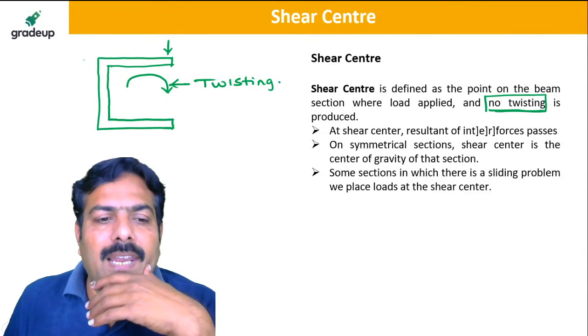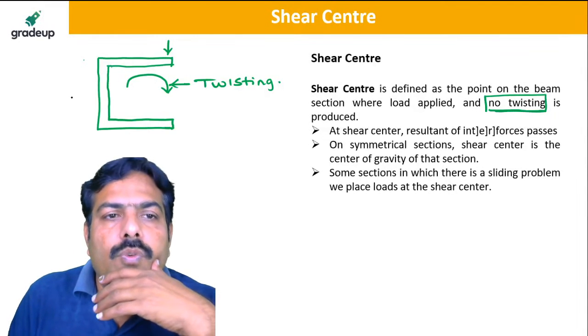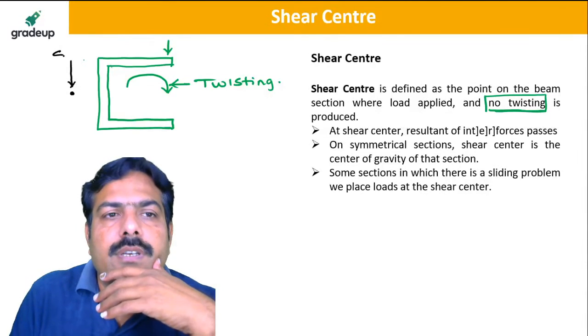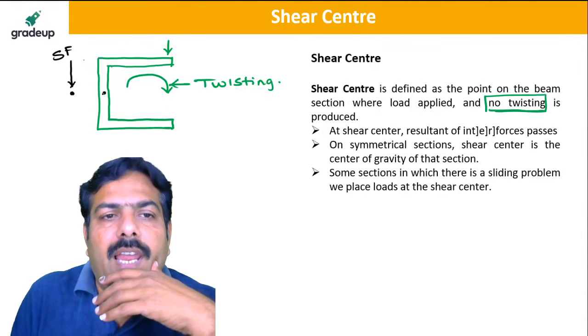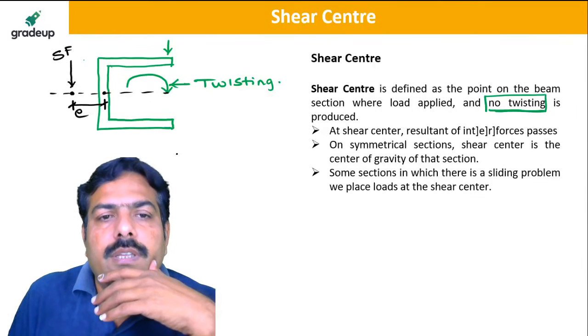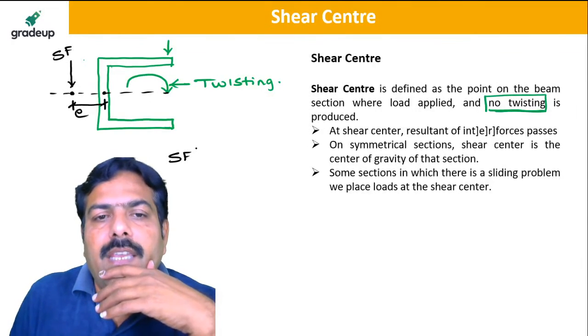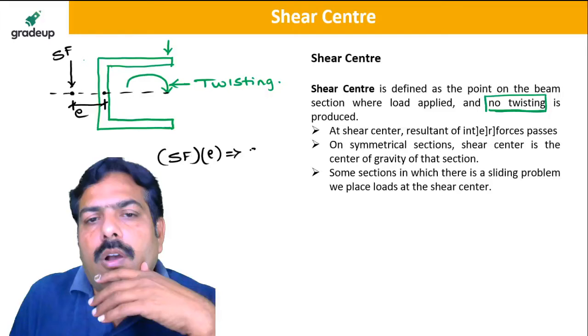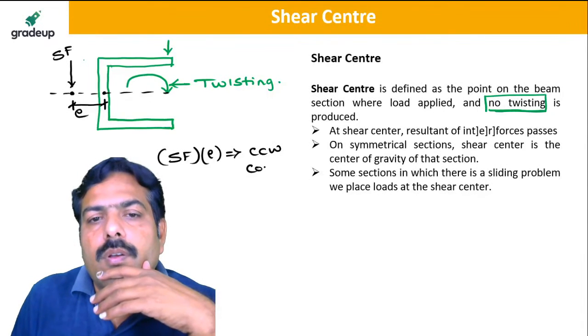So in order to balance this twisting, what do we do? We apply the shear force at some distance from the centroidal axis, and that distance is called E. The shear force applied at E, the shear force into E, will give a counterclockwise couple to balance the twisting in the beam.